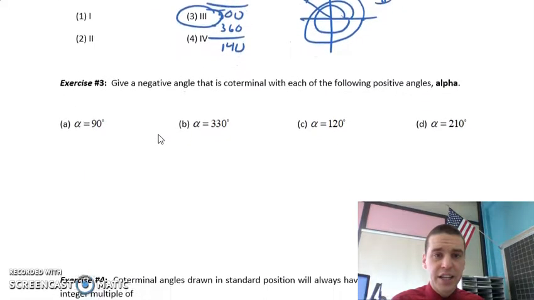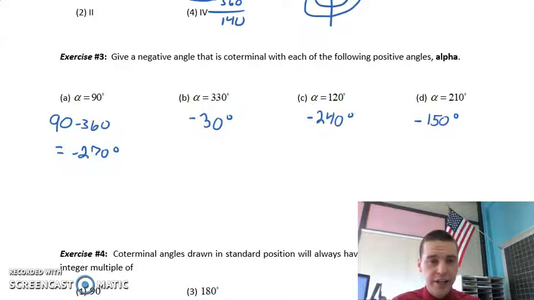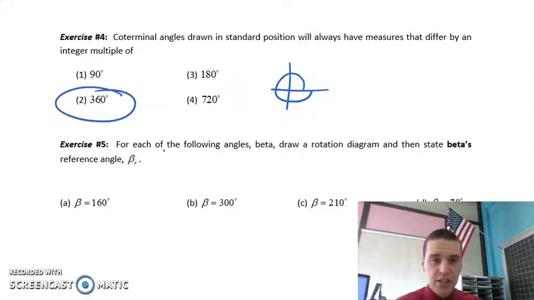Looking at exercise number 3, a negative angle. To get a negative angle, you're going to subtract 360. So why don't you guys subtract 360, see what negative angles you get, and then see if you got it right. And there are the 4 answers. So pause it if you need to. A great question here: coterminal angles drawn in standard position will always have measures that differ by a multiple. Again, coterminal, always going to be around and end at the same spot, and so therefore 360 degrees.